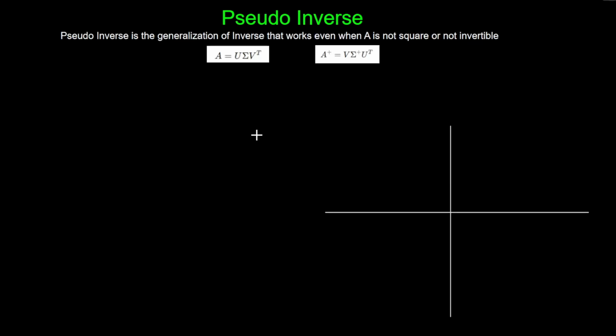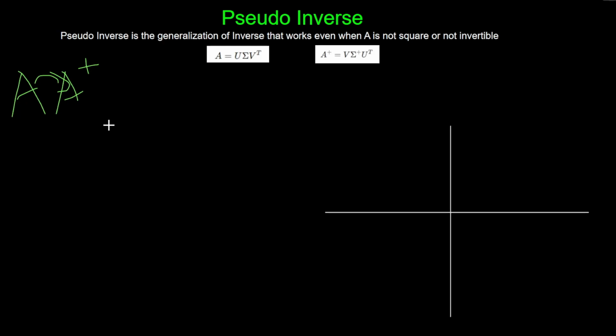Let's talk about pseudo-inverse. A pseudo-inverse is a generalization of inverse that works even when A is not square or invertible. To take an inverse, we have two conditions: the matrix must be a square matrix and it must be invertible, which means the determinant must not be zero. A pseudo-inverse enables us to find the inverse even if these conditions are not satisfied. It is denoted by this plus symbol for matrix A. This is the pseudo-inverse.